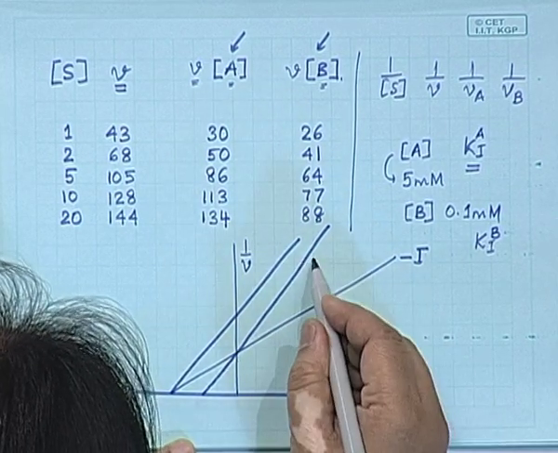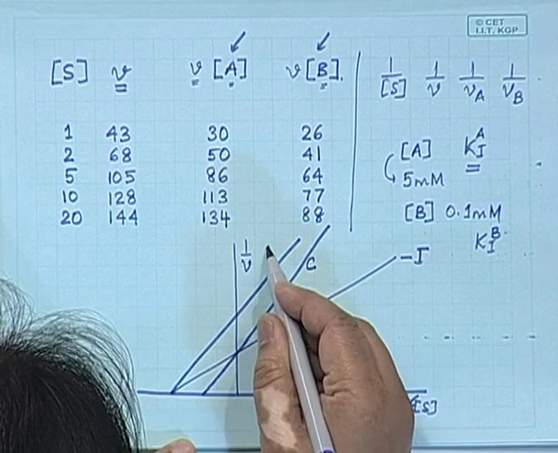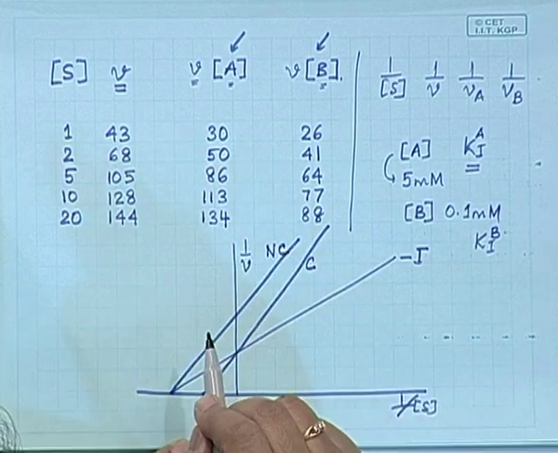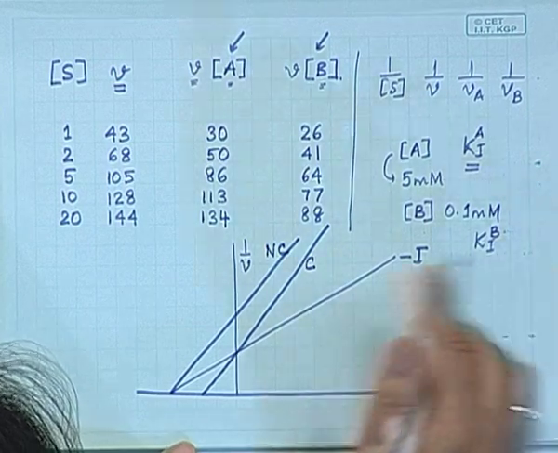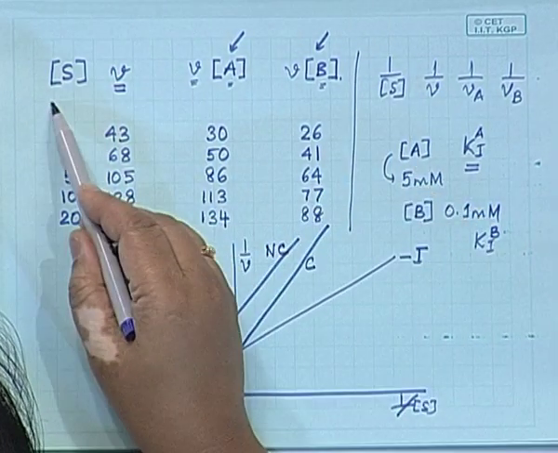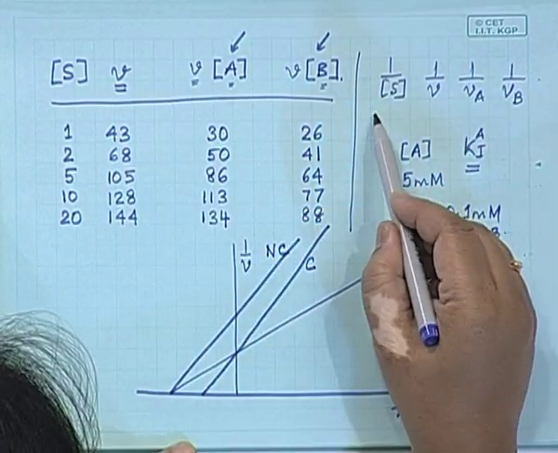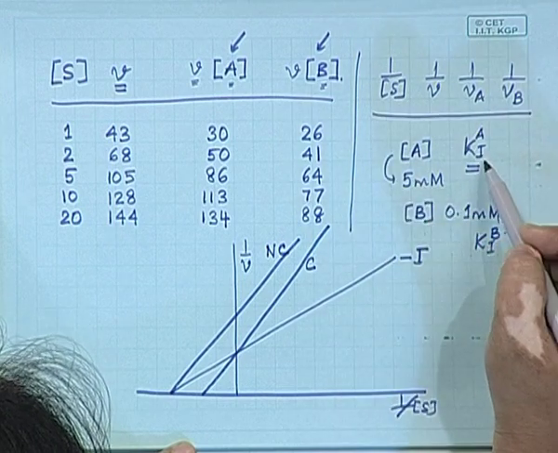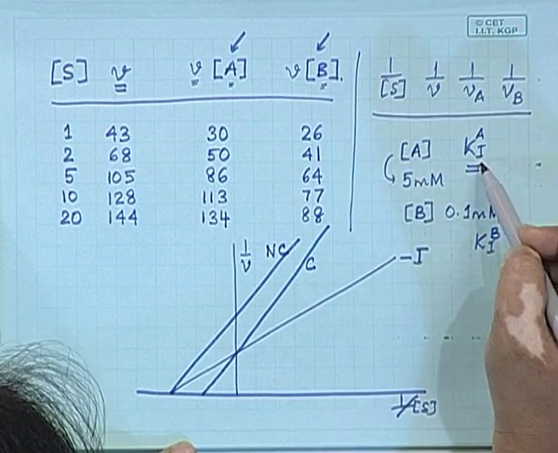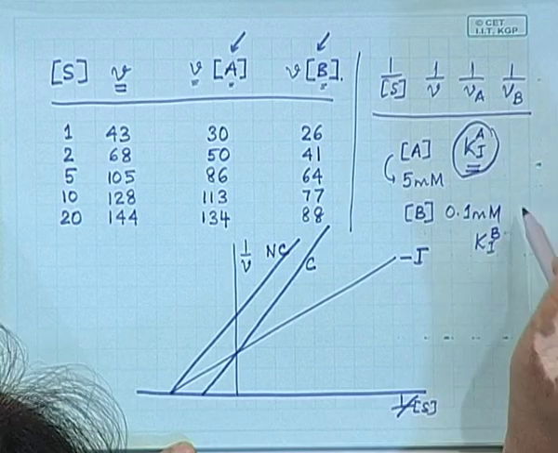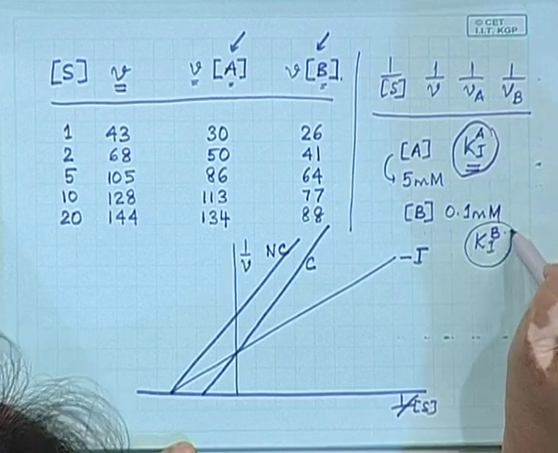So, this is going to be the competitive inhibitor, this is going to be the non-competitive inhibitor, right. So, we can determine from all these velocity sets what type of inhibition we have and also the inhibitor constant of the specific type of inhibitor.